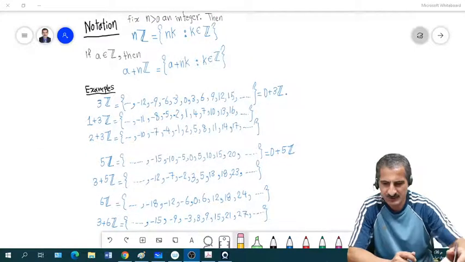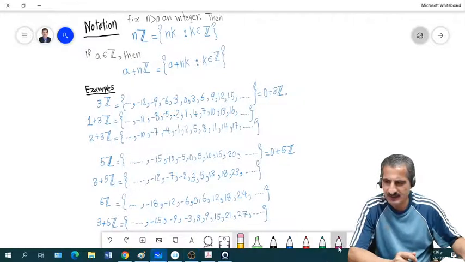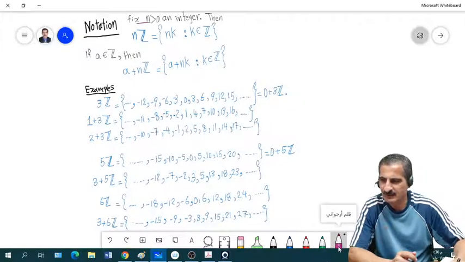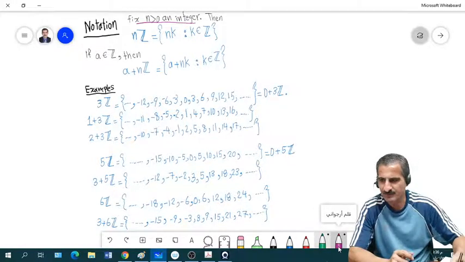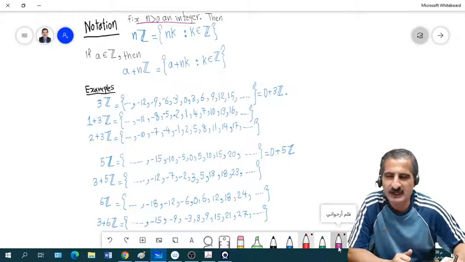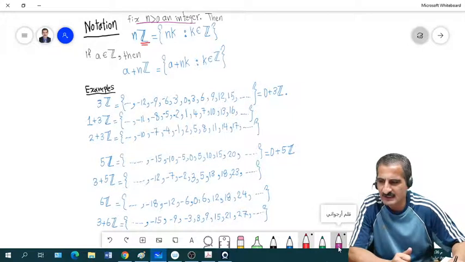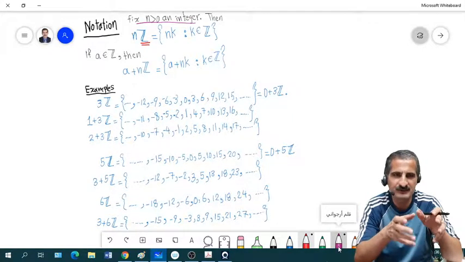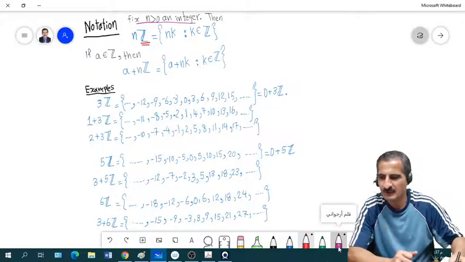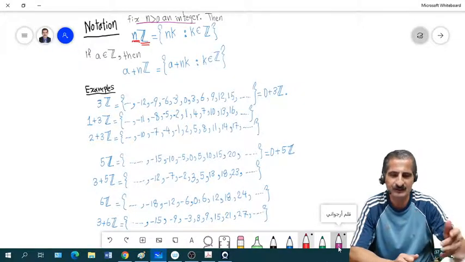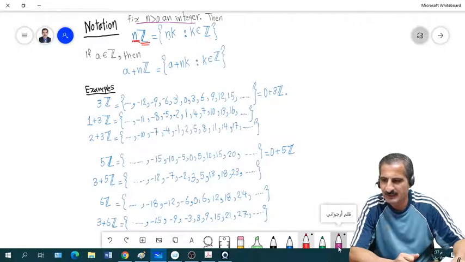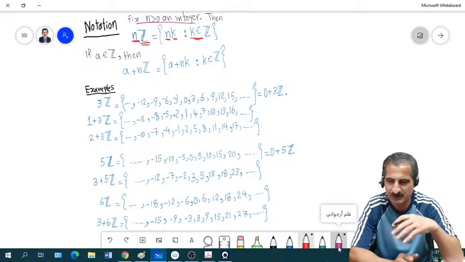Okay, what this notation says, in here it says fix an integer n, as usual. Now consider what we have here, n times z. Now z is the set of all integers, 0 and the positive integers and the negative integers. What we do here, we will multiply n with all the integers. So I will multiply n with k, where k is any integer, where k takes all the values of z.